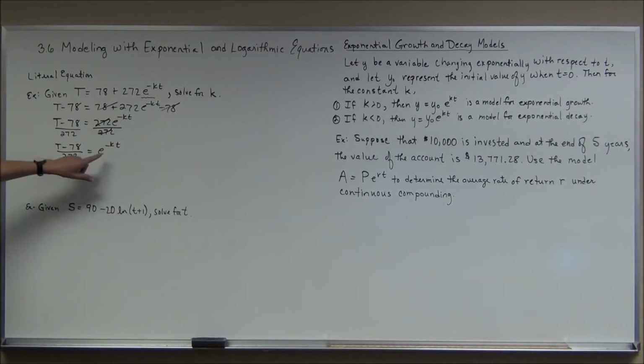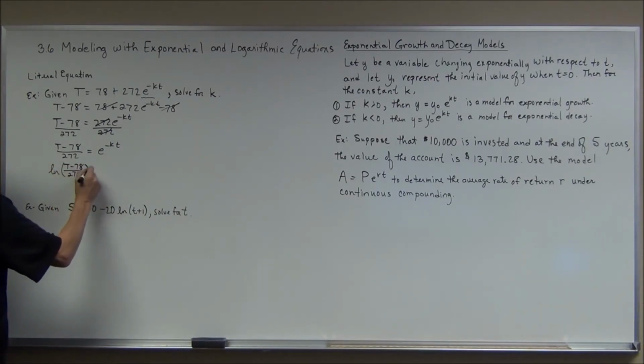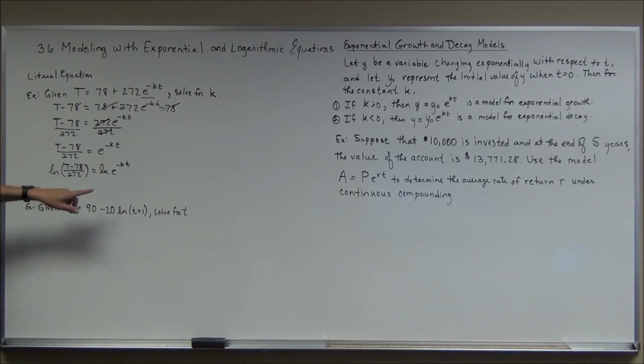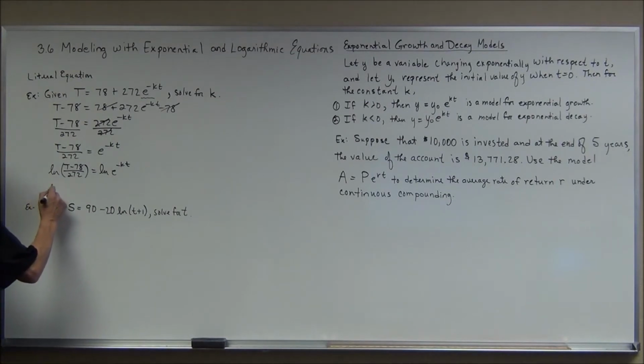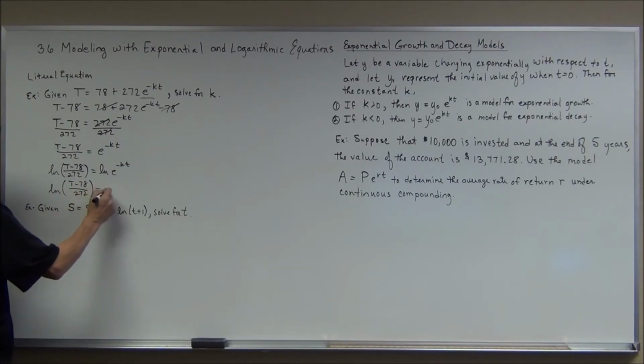Now, to get the exponent out where I can work with it, I notice that it's a base e exponential expression. I will take the natural log of both sides, and I can do that because these are equal and this is a positive amount, and you can take the natural log of a positive amount. So I'm going to take the natural log of the expression t minus 78 all over 272, and the natural log of e to the opposite of kt. This is where we can use one of the laws of logarithms that allows us to bring the power out in front as a constant. So the natural log of t minus 78 all over 272 is equal to the opposite of kt.